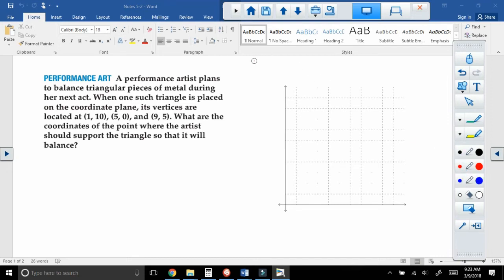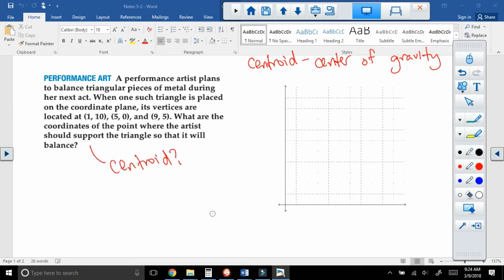Something else that you need to know about the centroid. The centroid is the center of gravity for a triangle. It would be like the balancing point. So for this one here, it says a performance artist plans on balancing triangular pieces of metal during her next act. One such triangle is placed on a coordinate plane, and these are the vertices. What are the coordinates that the artist should use to support the triangle? So basically, this question's asking, where is the centroid?